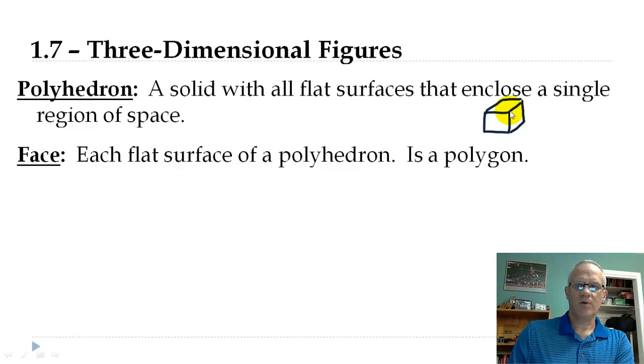In a polyhedron, then, you're going to have what's called a face. Each flat surface of the polyhedron is considered a face, and that's a polygon. So in this case that I've drawn here, a very simple one, this side out here is a face. Over to this side, that's a face. The top one's a face, and of course each side there is a face.